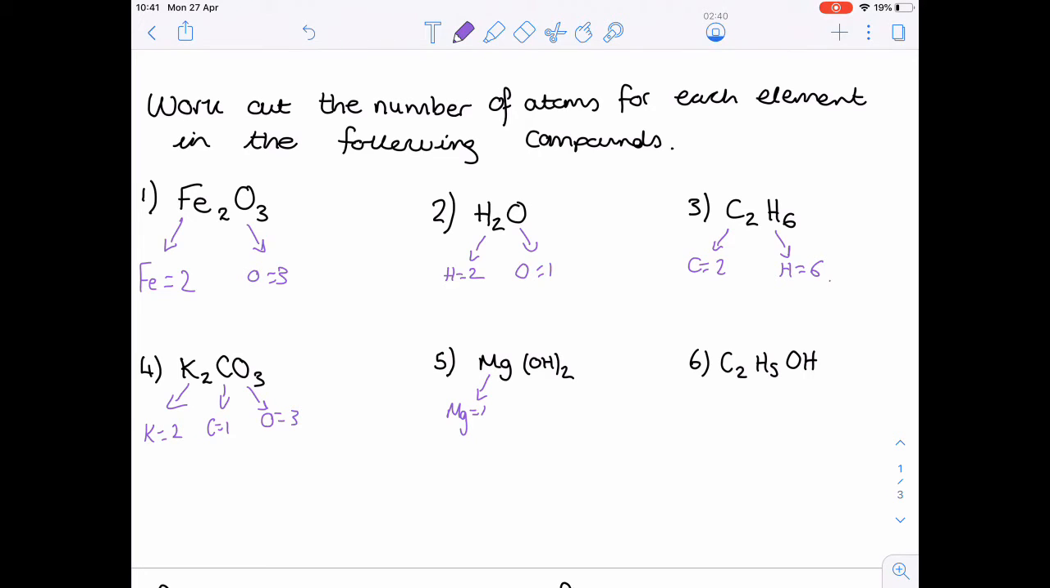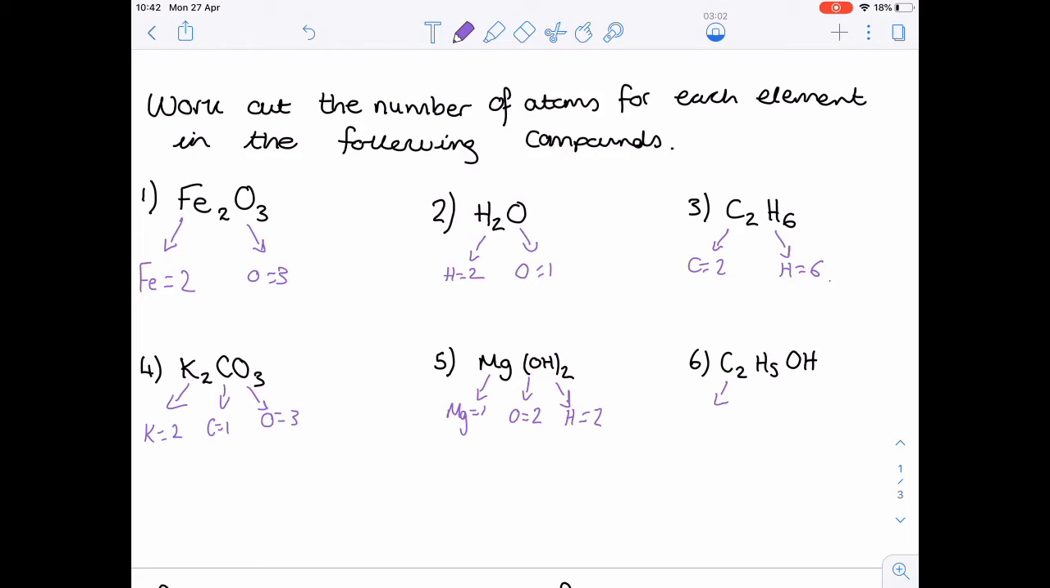Now this is a little bit different because we've got some brackets. Now that bracket there, the OH2, means that any of the elements in the brackets is multiplied by 2. So we're going to have O equals 2 because it's multiplied by 2, and also H equals 2 because it's multiplied by 2.